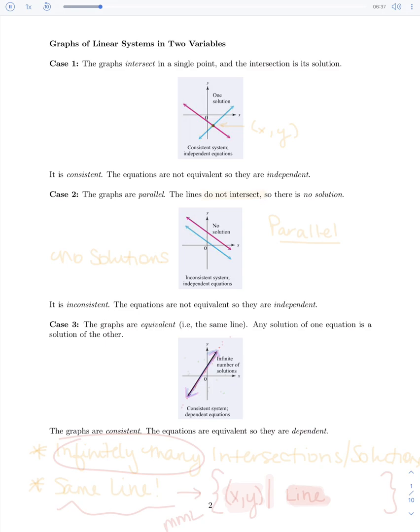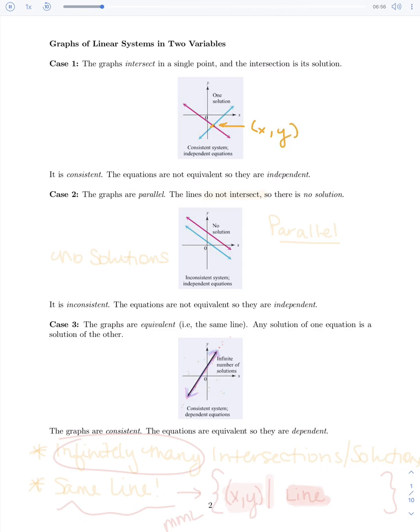However, there are different types of answers that we can get here. Our first option is that our two lines do intersect, and they intersect at one point. So we'll get one answer. It'll be a point with an X and a Y.